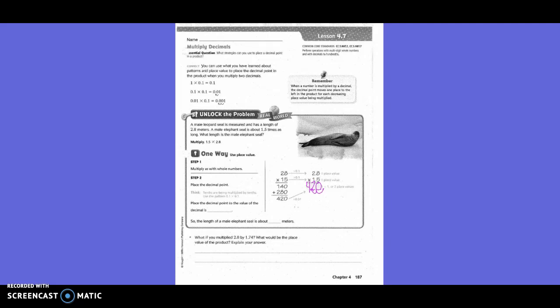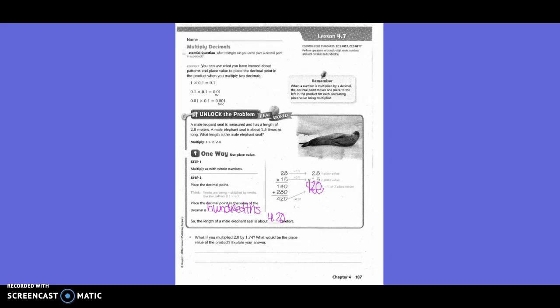Well, that is our answer, but place value wise, how far do we go over after the decimal? We go tenths, hundredths. Hundredths. So the length of a male elephant seal is about 4 and 20 hundredths meters.